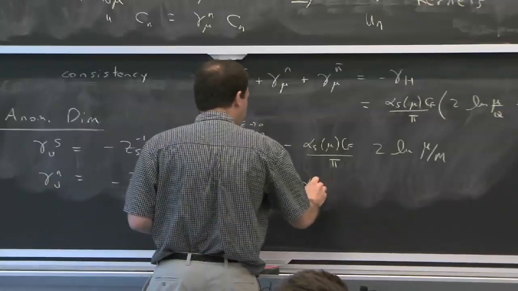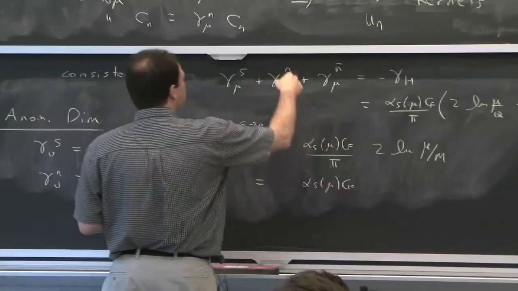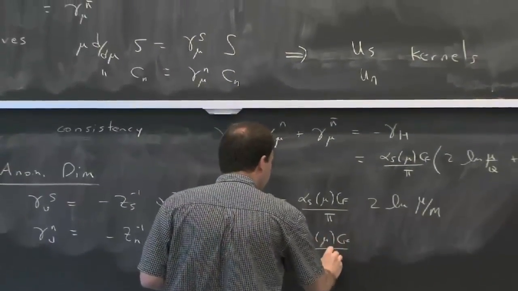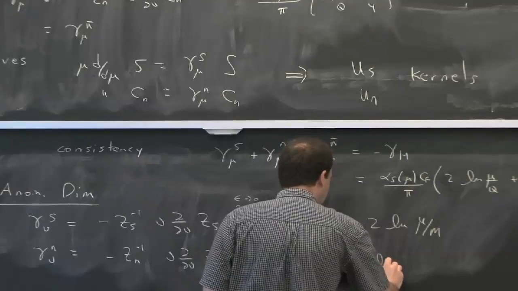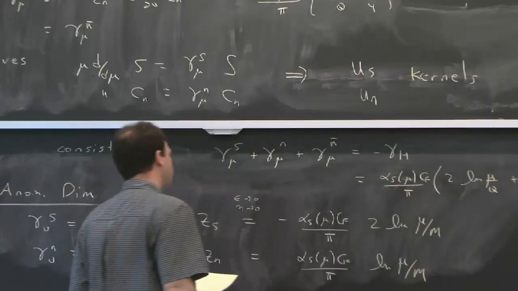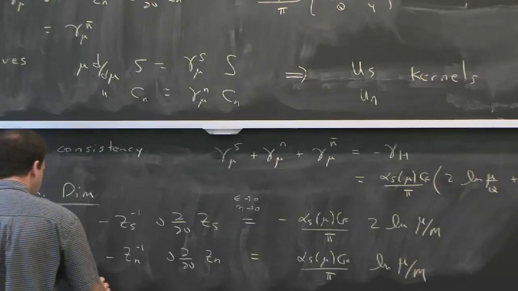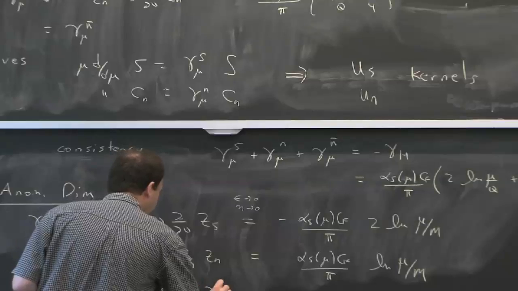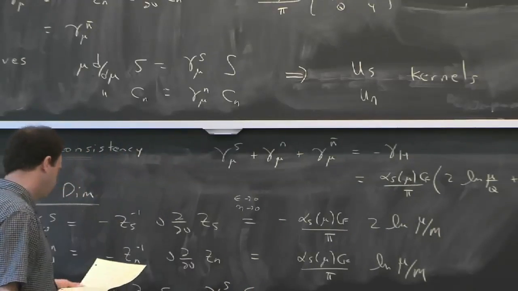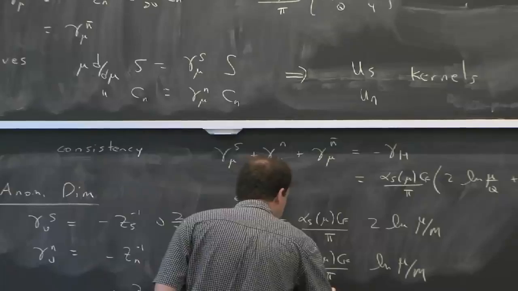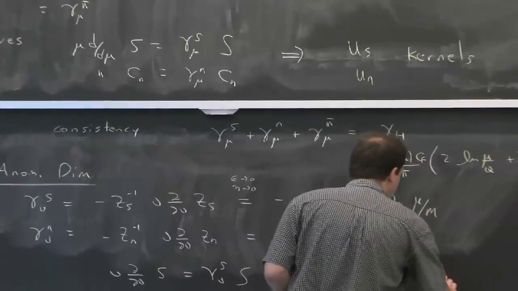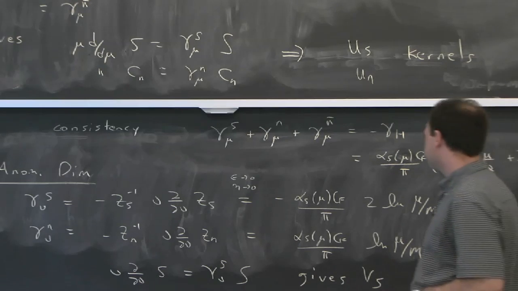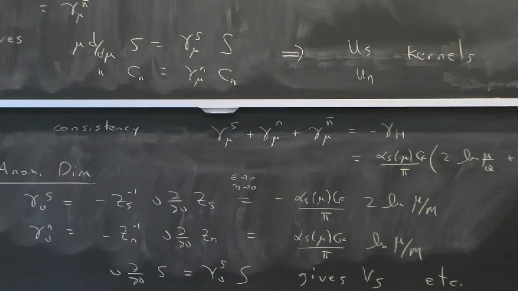Okay, so this guy. So there's cancellations of 1 over epsilon poles to get those results, and then there's also cancellations of 1 over epsilon poles to get these results. And equations like nu d/d nu of S is gamma nu, S would give the kernel vs, etc. Okay, so there's the explicit anomalous dimensions. Let me keep that picture up.